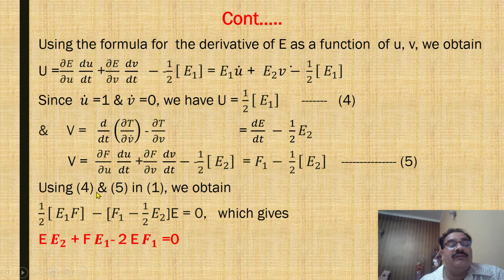Now using 4 and 5 in equation 1, we obtain half of E1 F minus F1 minus half E2 into E is 0, and this equation gives E2 plus F E1 minus twice E F1 is equal to 0. So if you simplify this equation, you will get this equation, which is the statement of the theorem, and now the theorem is established. Thank you very much.